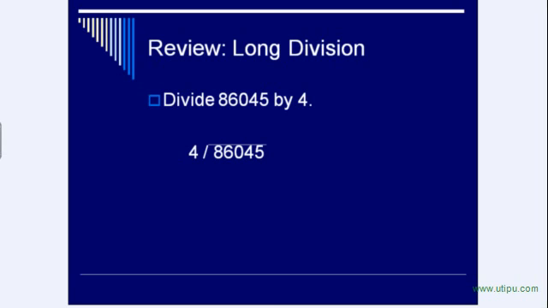If I wanted to divide 86,045 by 4 without using my calculator, I would set it up like this. And we'd start with 4, take it into 8. It goes in twice, so I put the 2 up here. Then I multiply, subtract, and bring down the next number. Then I continue that process. Now I take 4 into 6. It goes in once.